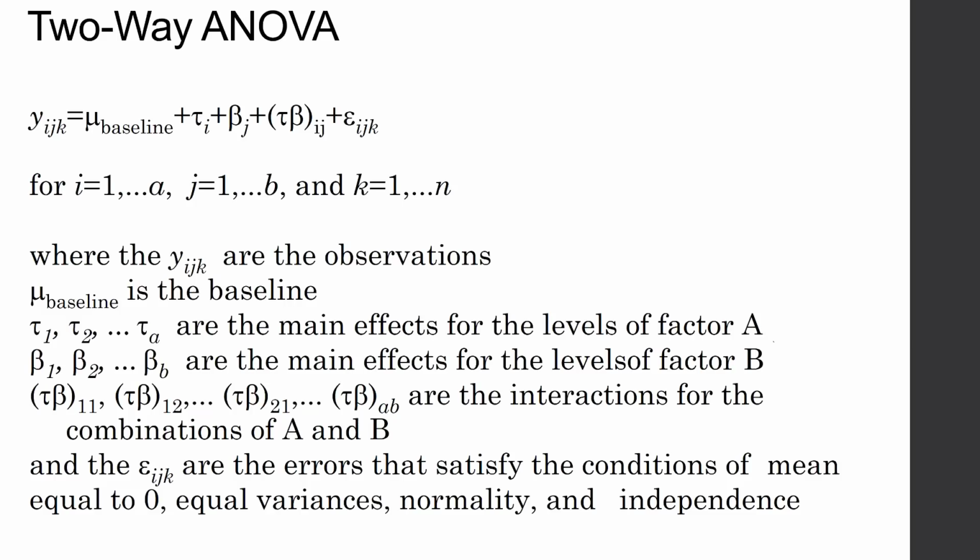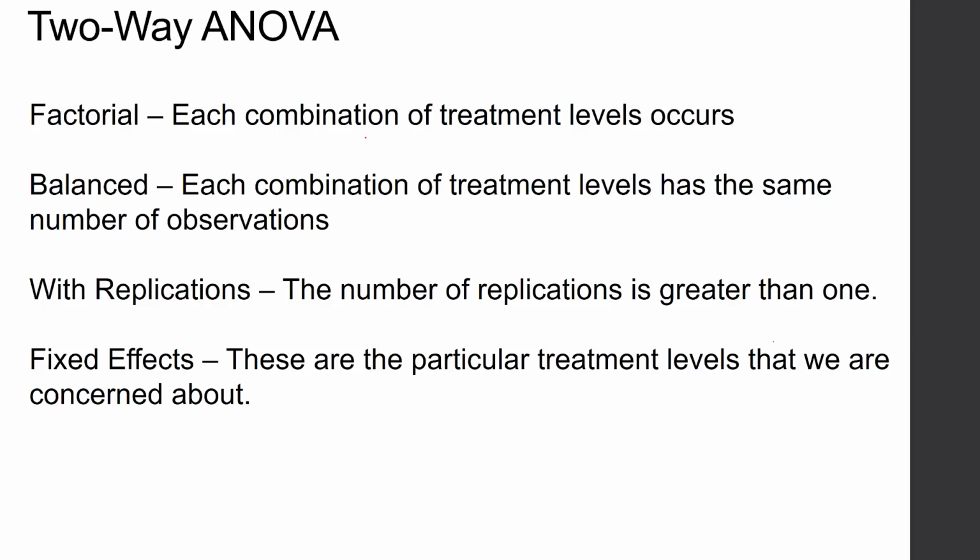So we have a model for these. We had a model for the one-way ANOVA as well. Our response Y is some baseline average, plus the effect of factor A, plus the effect of factor B, plus any interaction between the two, plus the errors. In a two-way ANOVA, we're going to want to be in this situation.